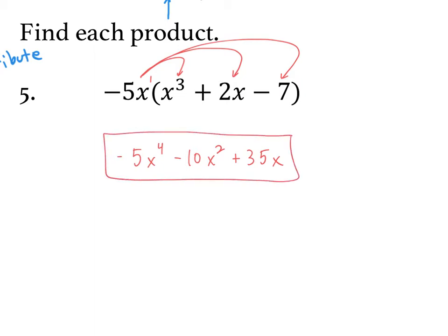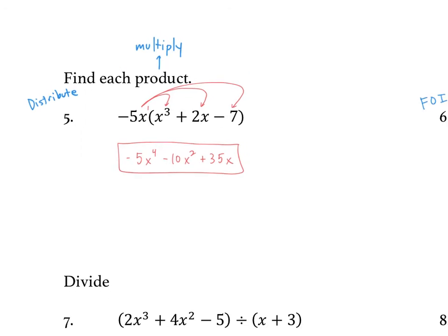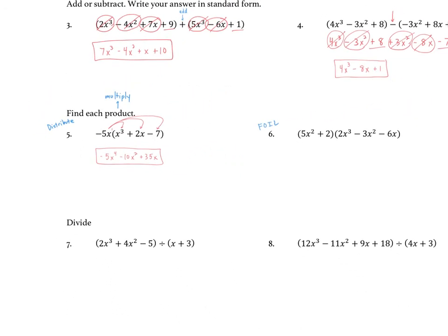Okay, nice thing about these when you're just distributing is you'll never have to combine like terms at the end, because none of these will be like terms, so that'll just be the answer.